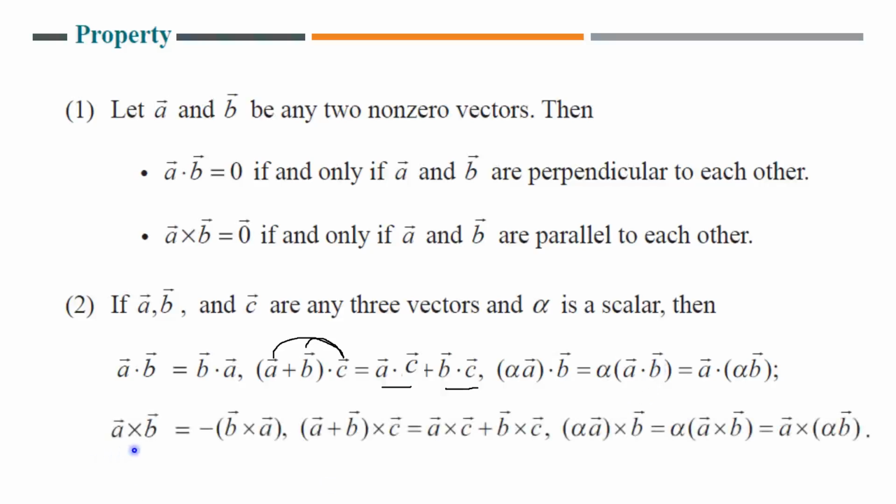Let us see the cross product. A vector cross b vector is equal to minus of b vector cross a vector. That is, this vector product does not satisfy the commutative law. Next, I have to see this distributive law. That is, a vector plus b vector cross c vector means I have to combine a vector cross c vector plus b vector cross c vector. And alpha into a vector cross b vector is equal to, that is, the constant value is multiplied with either a vector or b vector. We can say alpha into a vector cross b vector.